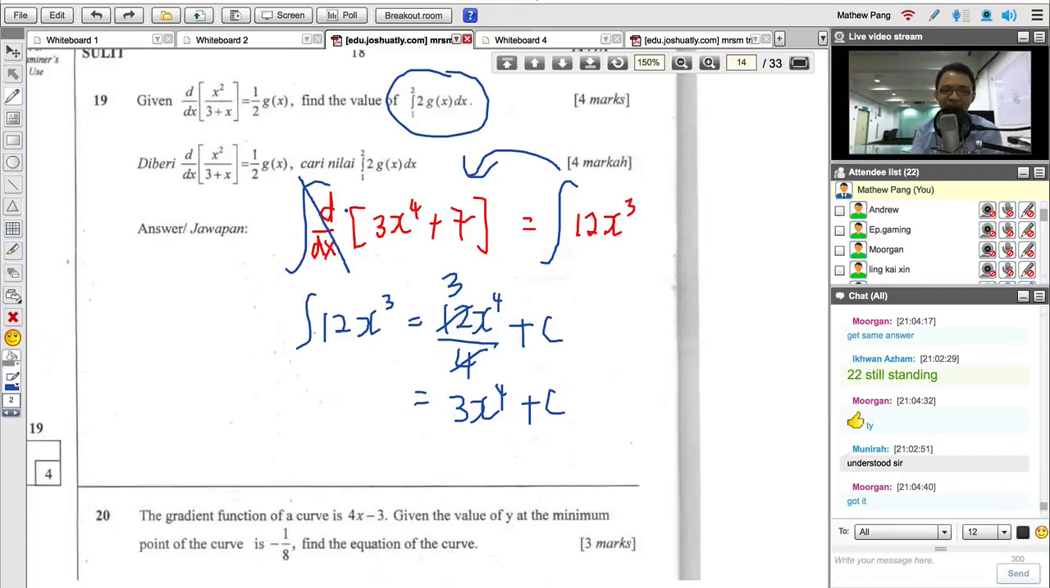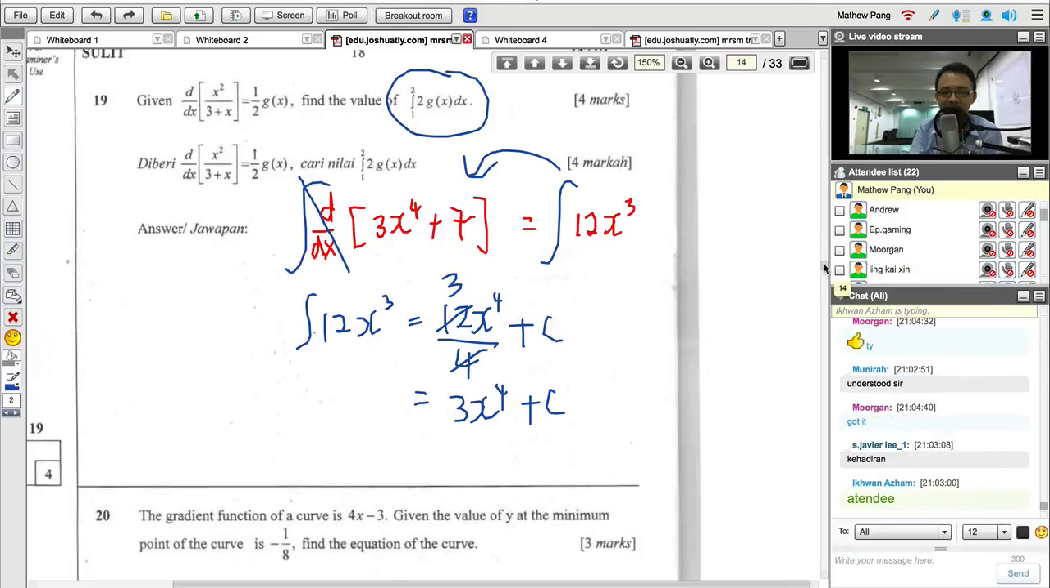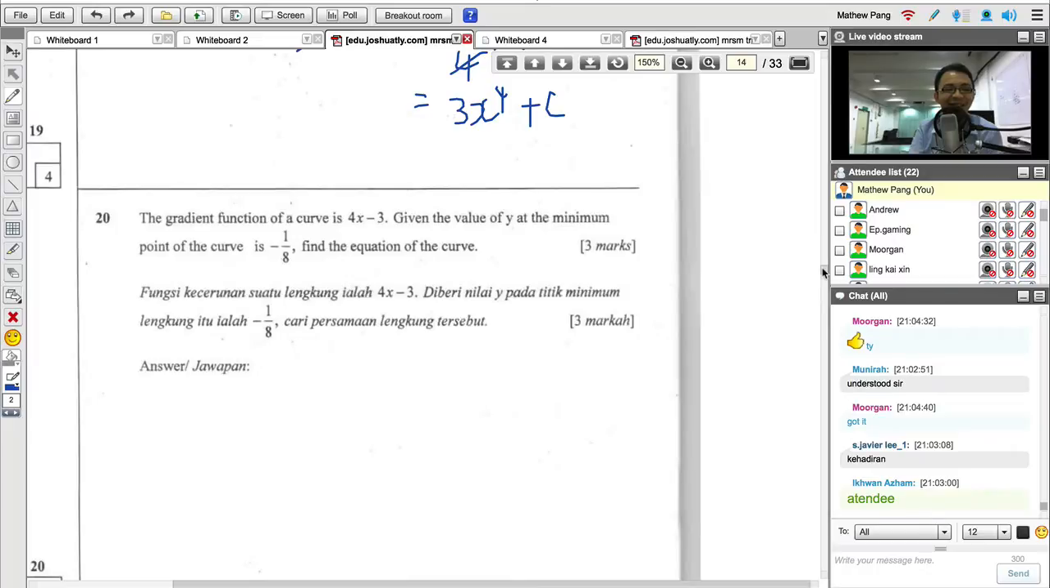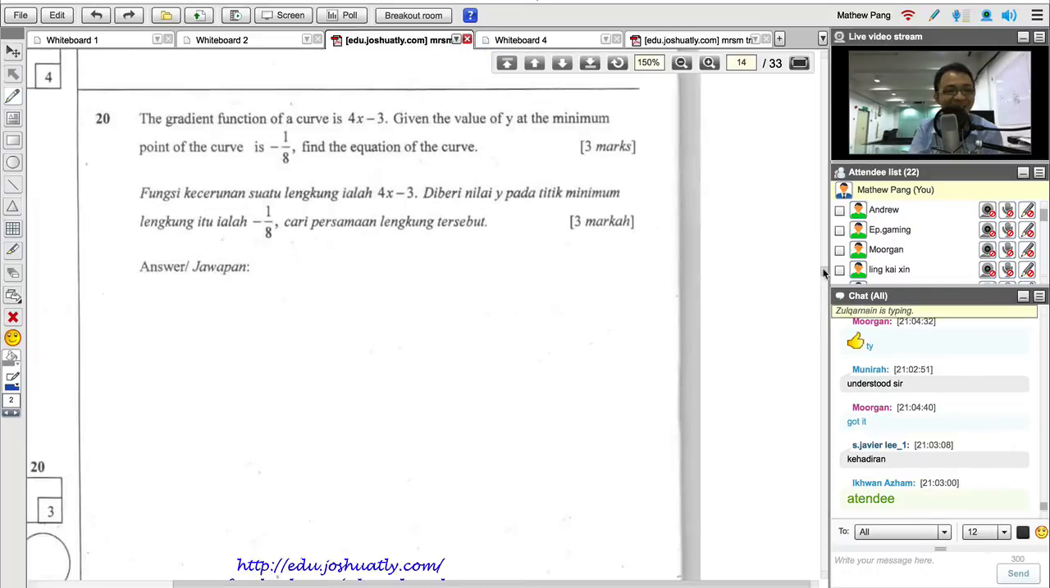Oh, you mean the attendees? Okay. Yeah, it's not bad, because it's considered a loss of students to join the virtual class. All right, let me just move on.